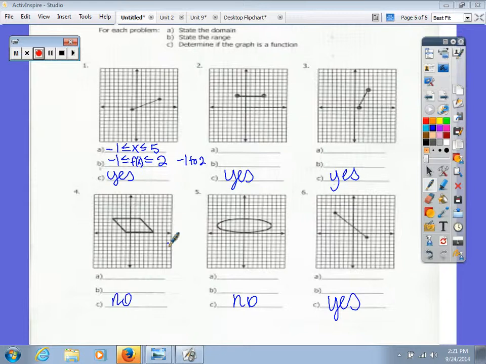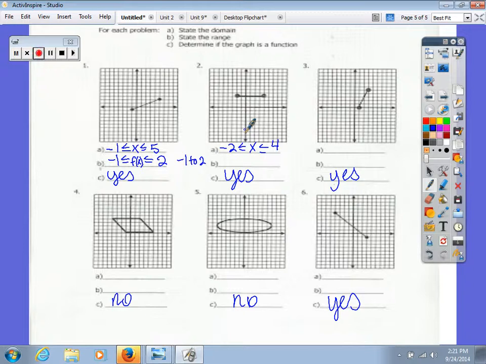What is the domain for number 2? If you look at your pencil again, you're going to see that it starts at what? -2, all the way to what, y'all? 4. Now, what about the range?